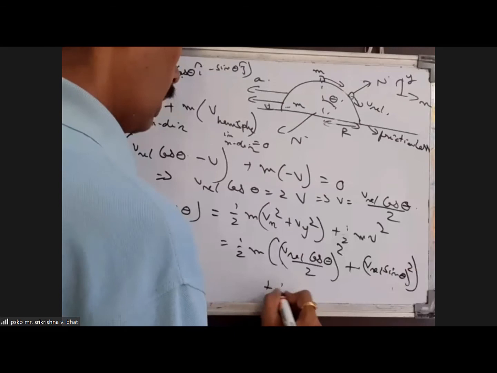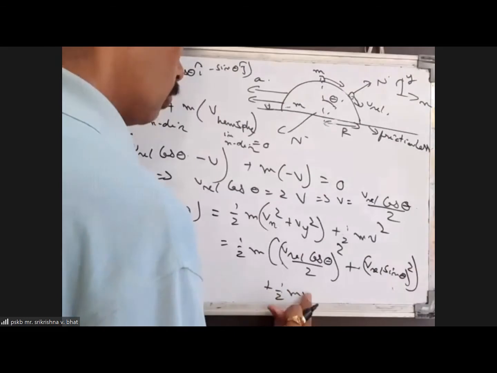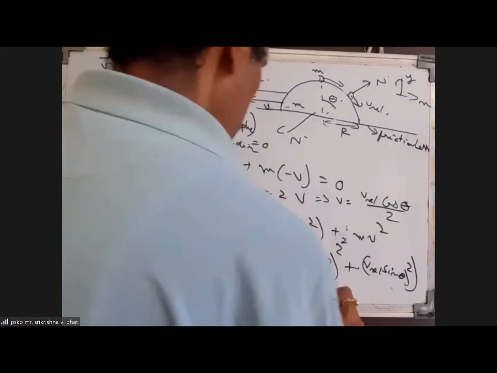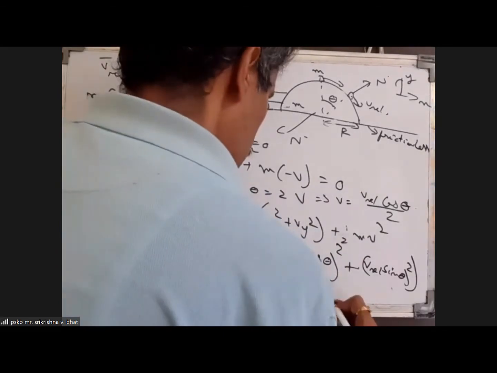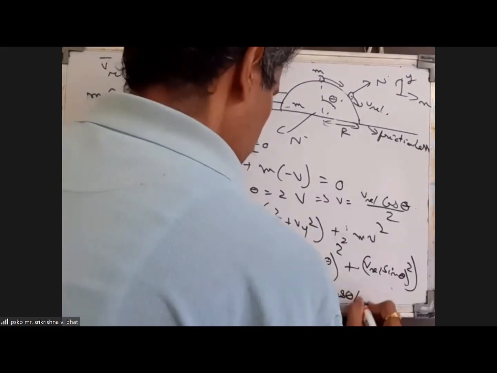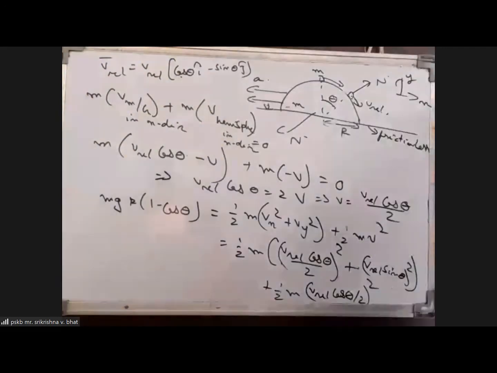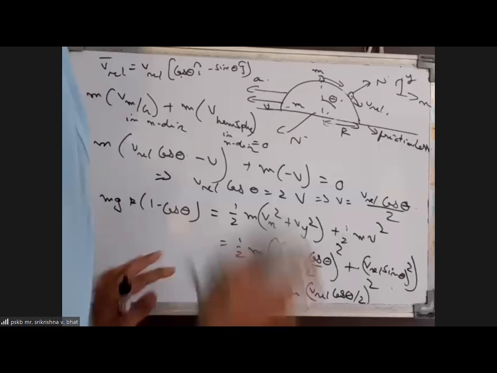This plus half m V square. And V also we can write as v relative cos theta by 2, whole square. Okay, so this gives you a relation entirely in terms of v relative. You can find the relative velocity of the particle with respect to the hemisphere at any junction.